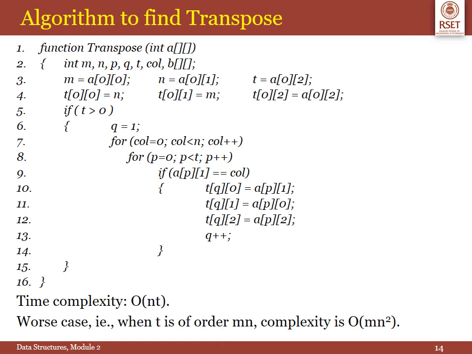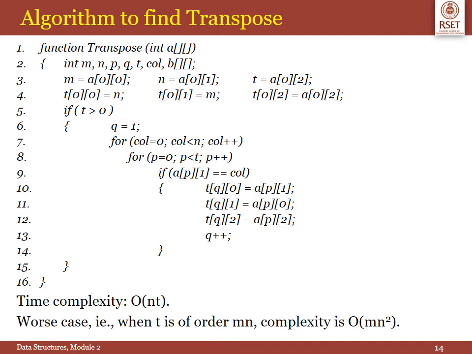So we are checking whether there exists an element with that particular column number COL. That checking we are doing in line 9, in the if condition. If I find a match, then I'll copy the elements to my transpose matrix, but I'll change the row index and the column index. When you go through this algorithm, we can find that there is a nested loop, the outer loop running n times, the inner loop running t times. So the complexity of the algorithm is O of nt.